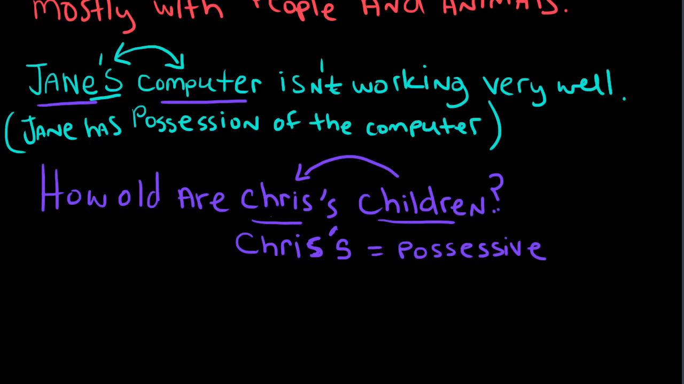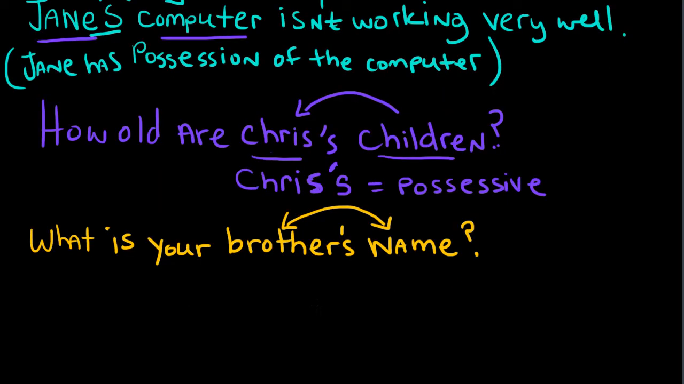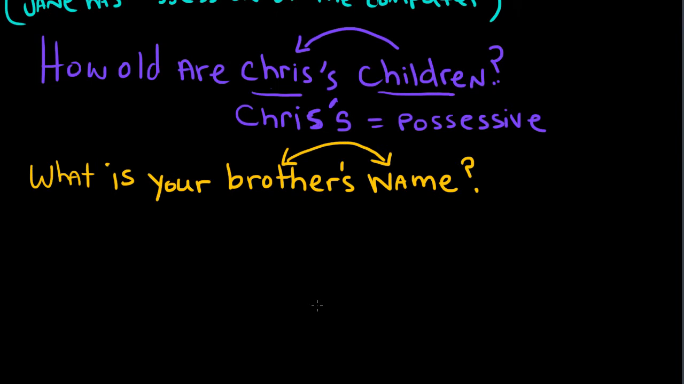So let's look at another example. What is your brother's name? In this example, brother's goes with name, and it shows possession. It's the name of your brother. But we always say brother's name, and we never say, what is the name of your brother? It's not correct in English.